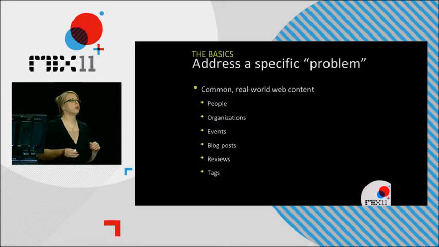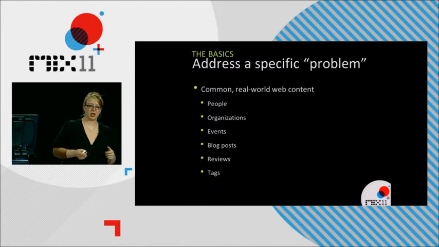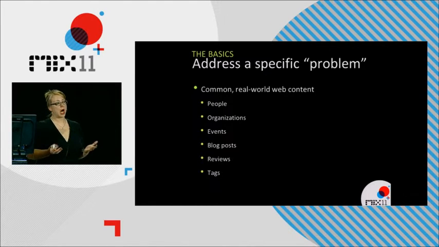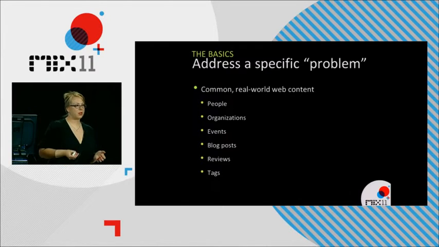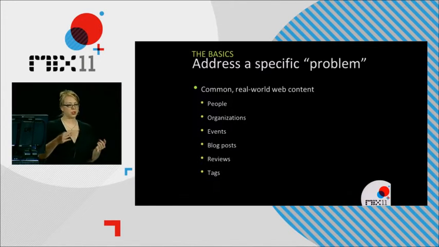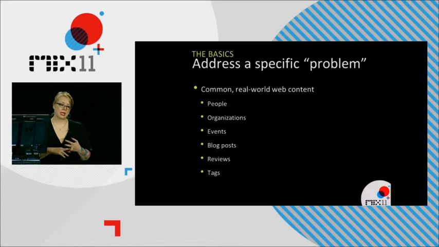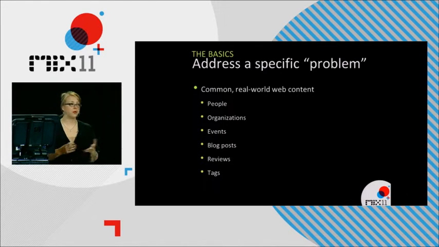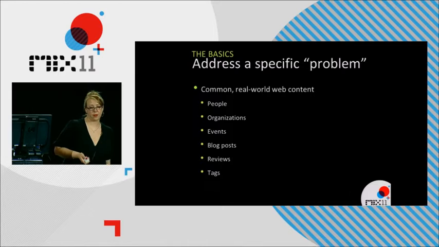They're also supposed to address a specific problem. And when I refer to problem, it's not really a problem. I don't agree with the terminology that they use here, but it's really, is there common real-world content that needs to be described? So if you come up with a microformat and it's for a very narrow use case, it's probably not going to be relevant or approved as part of the microformats process. But in the case of the microformats we have now, we're describing people. We're describing organizations, events, blog posts, reviews, and tags. This is stuff that's already out there.